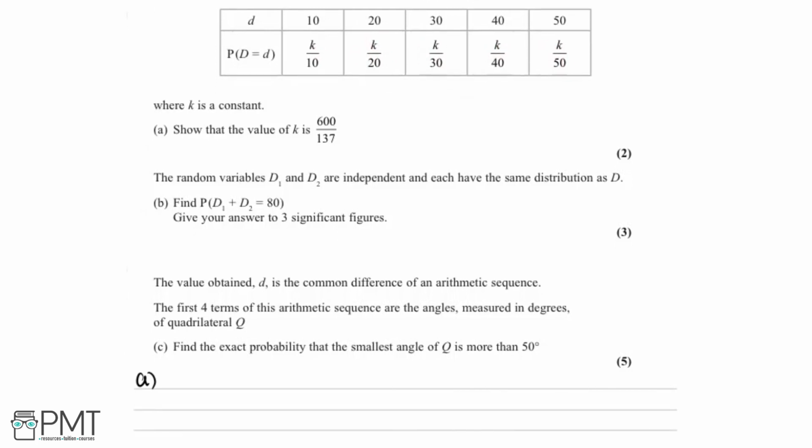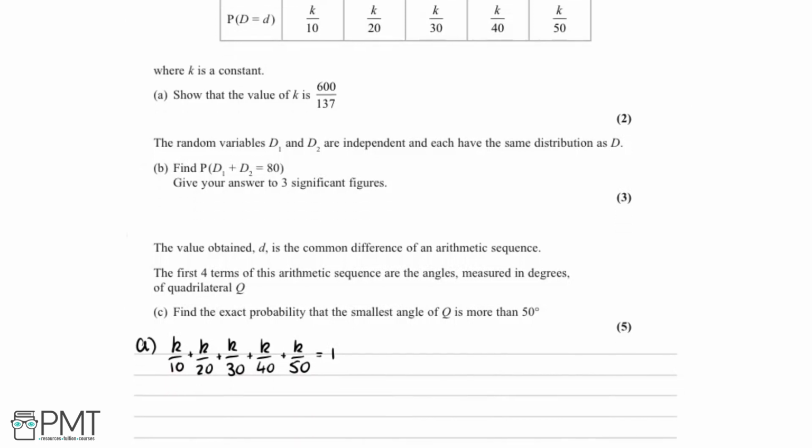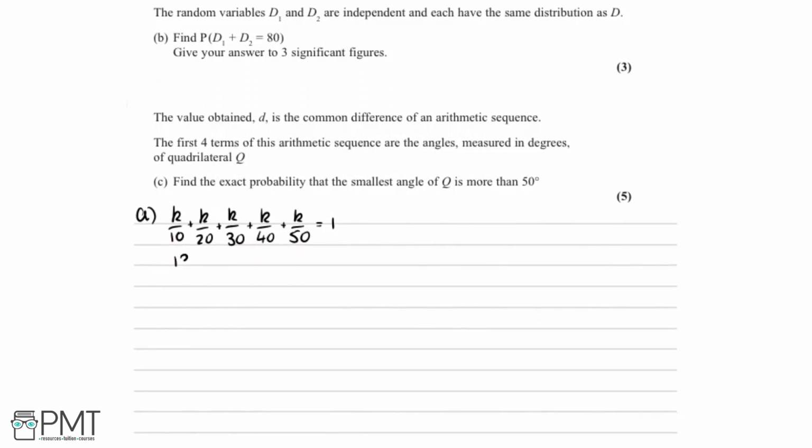So for part A, we got k over 10, plus k over 20, plus k over 30, plus k over 40, plus k over 50. And like we said a second ago, that's going to equal 1. And what's great is we've now got an equation, so we can just solve that for k. So I'm going to add up all of the left-hand side using the calculator. And doing that, we're going to get 137k over 600, and that equals 1.